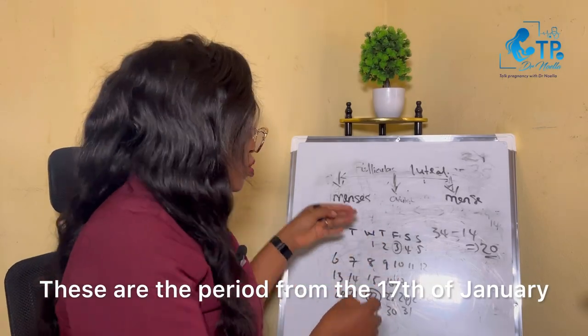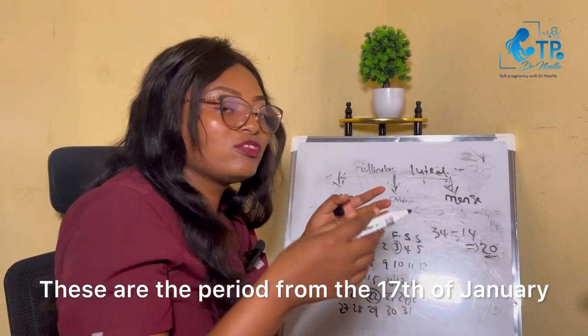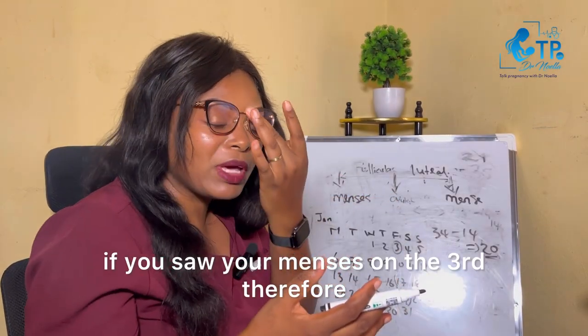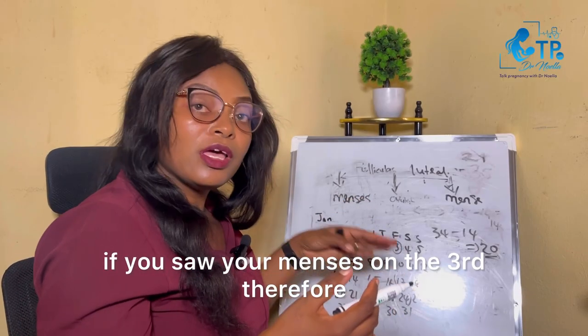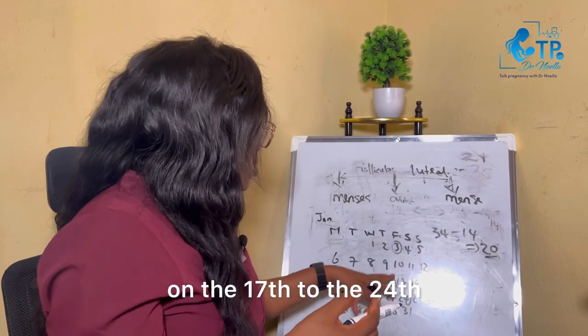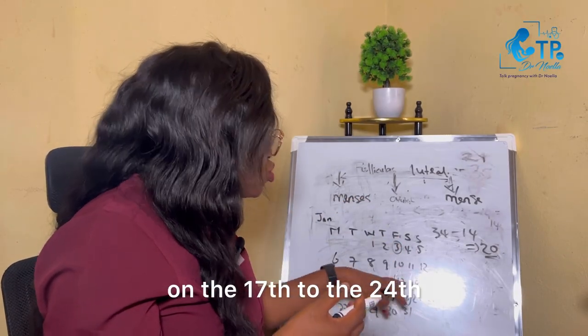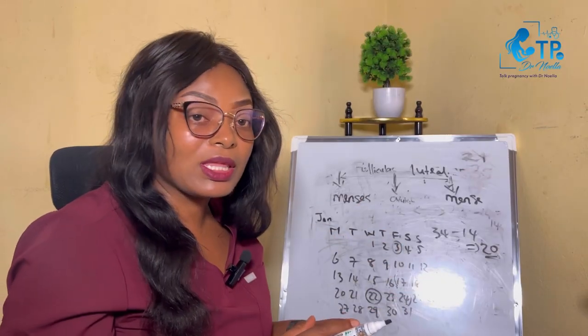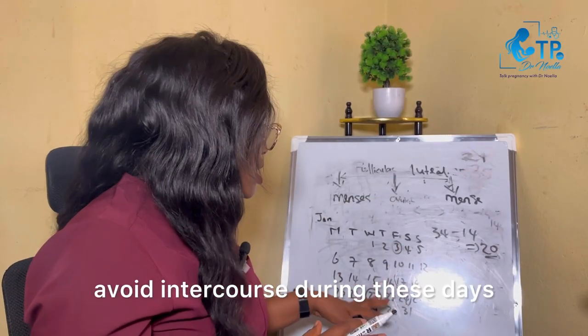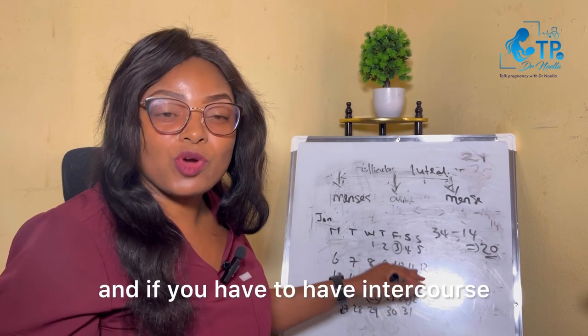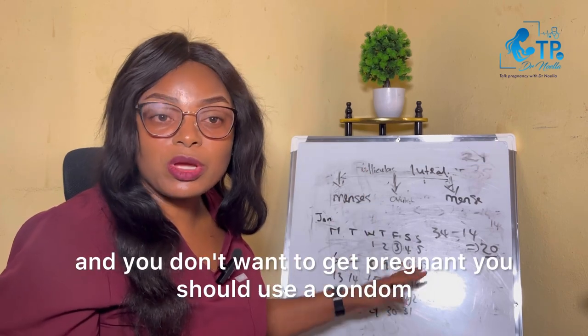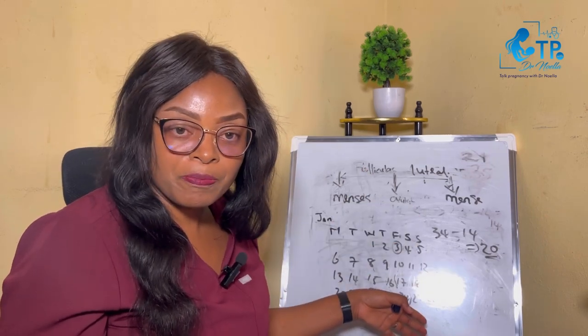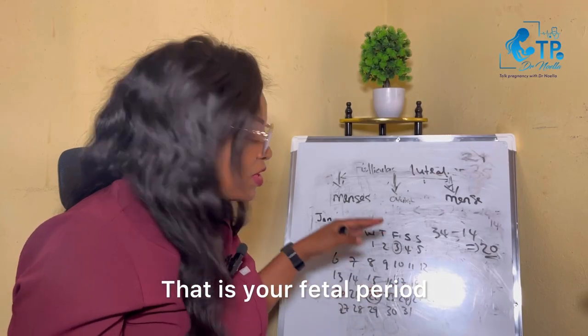These are the days from the 17th of January. If you saw your menses on the 3rd, then from the 17th to the 24th of January, if you don't want to get pregnant, avoid intercourse during these days. And if you have to have intercourse and you don't want to get pregnant, you should use a condom. That is your fertile period.